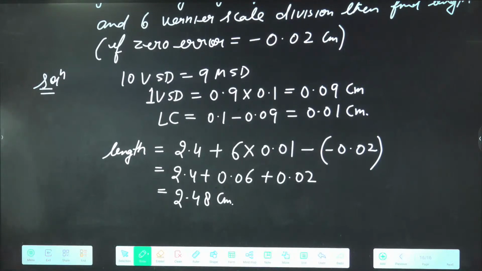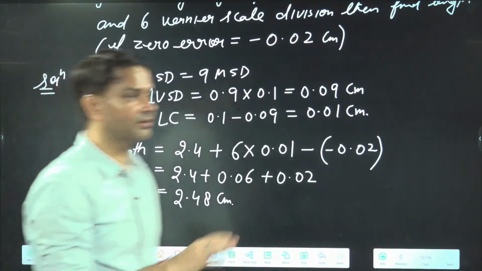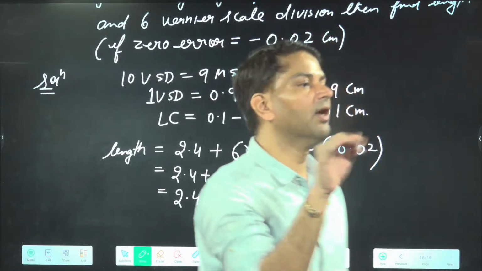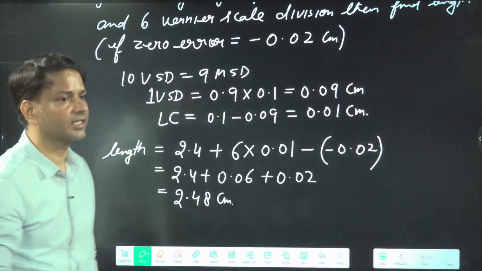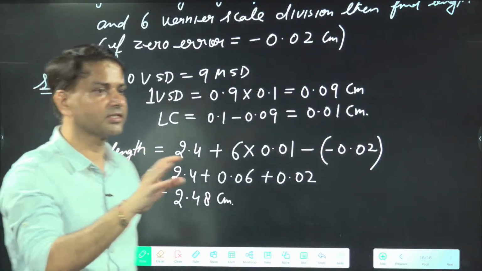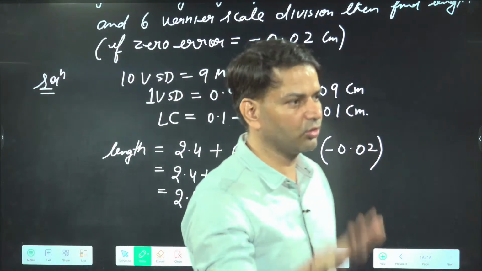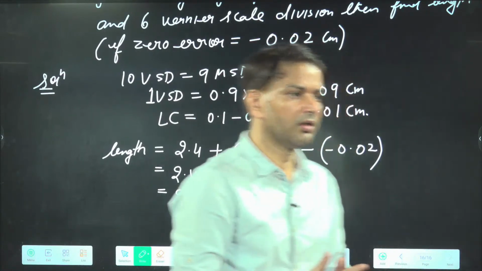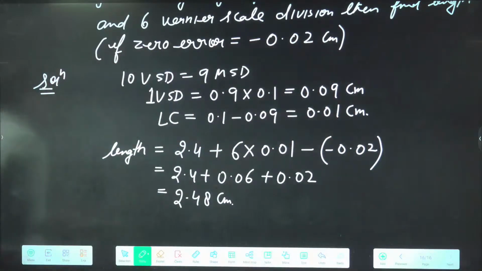So that is the toughest problem for the NEET, that this type of data they can give. Otherwise they will give the least count directly and the main scale reading directly. Most of the cases they don't give the zero error. If they don't give the zero error, it means the instrument does not have zero error. Okay. Completed.